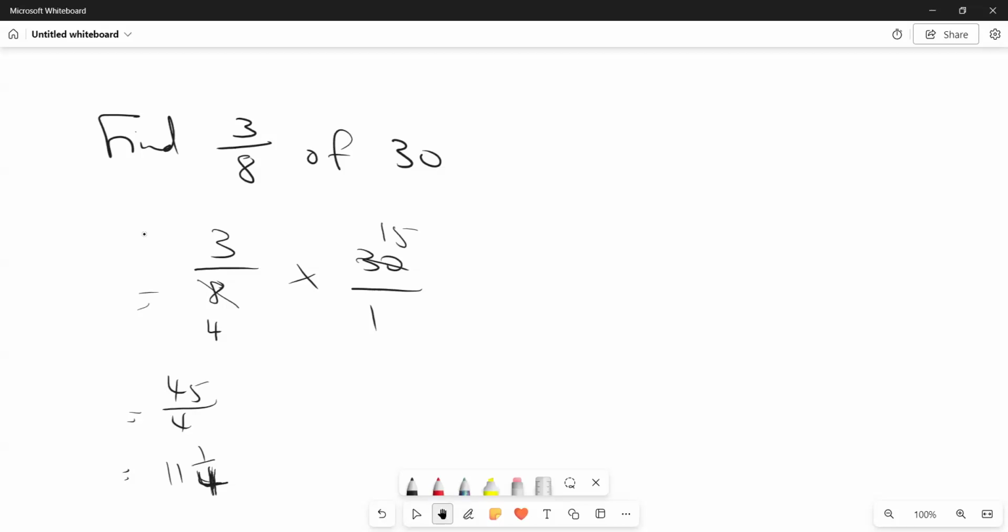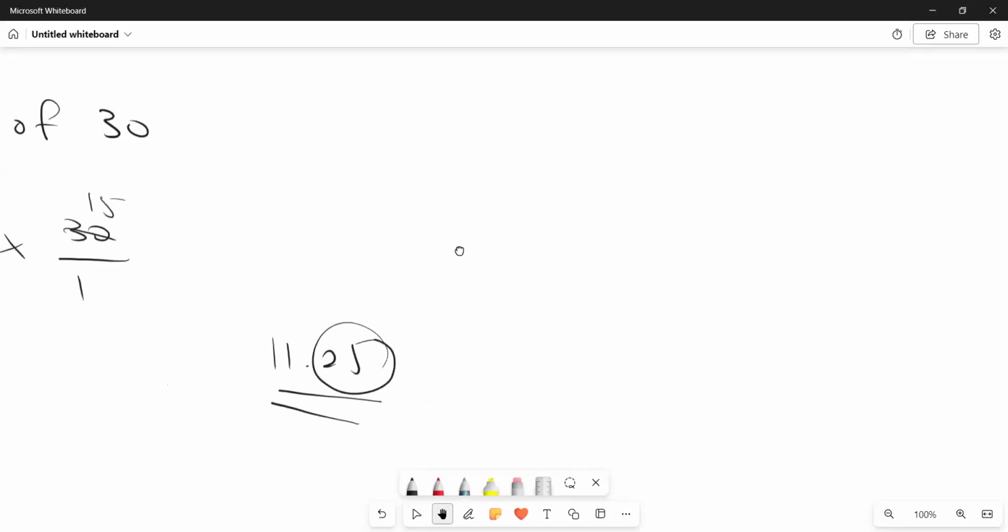You don't have to do all this cancelling. You can work this in your calculator: 3 by 30 divided by 8. You might get 11.25 in your calculator, and you'd have to know that 0.25 is a quarter. You'd have to convert it. But these are all different operations that you can see involving fractions. The possibilities are very many.